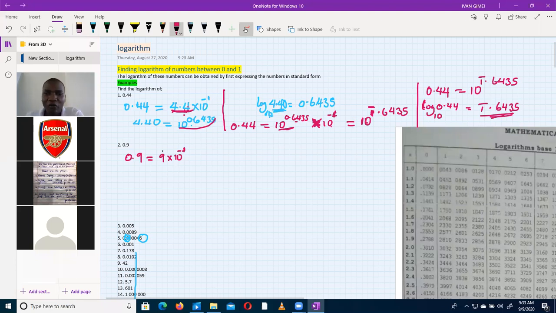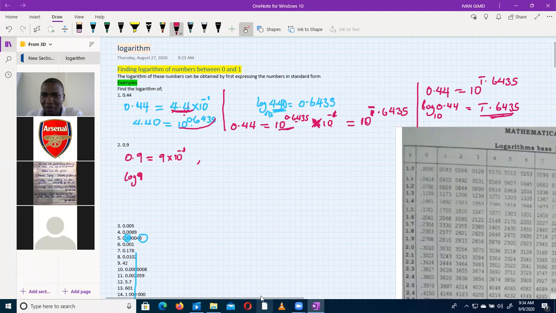Then I go ahead and look for the log of 9. At least my table gives me the logarithm of numbers between 10 and 1. So this 9 is between 10 and 1. I can now go and look for its logarithm from the table. So I'll say, what's the logarithm of 9? Of course, I'm not putting any base because it's automatically base 10.